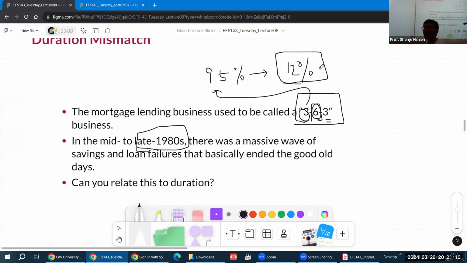So they have a mismatch in duration, right? They have short-term liabilities. Where do they come from? They have deposits, right, which need to be serviced immediately, and they also have new loans that they need to write that pay now, which requires them to pay out 12%, but they're only getting 6% back. So there's a mismatch in duration, right?